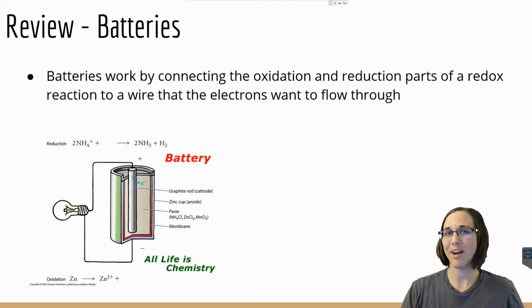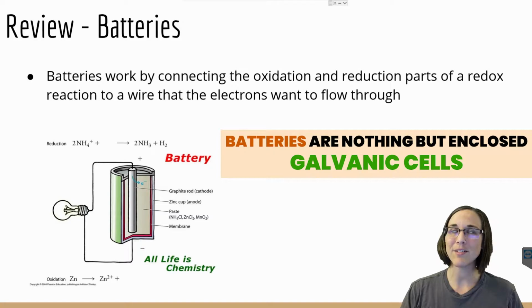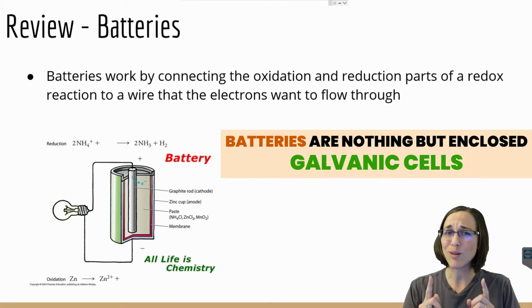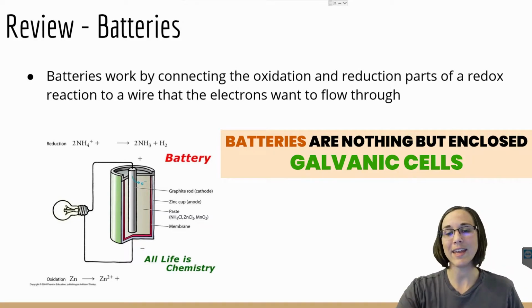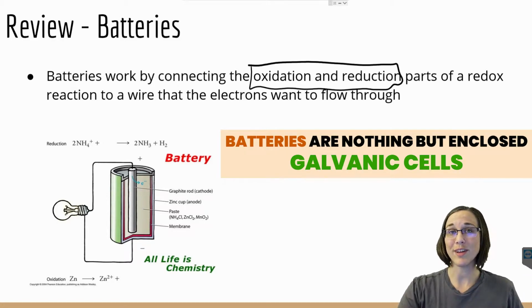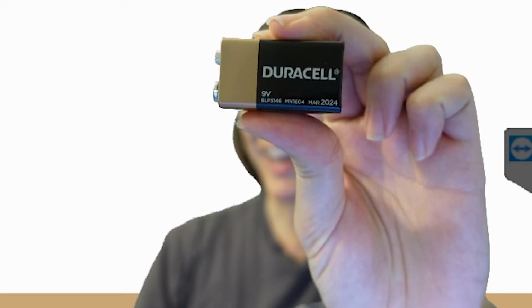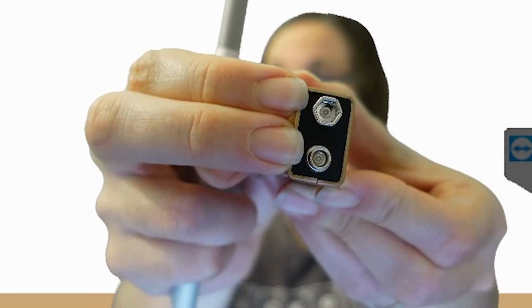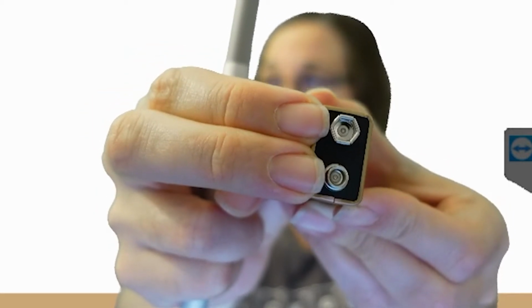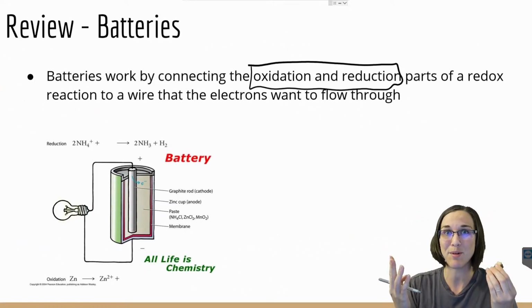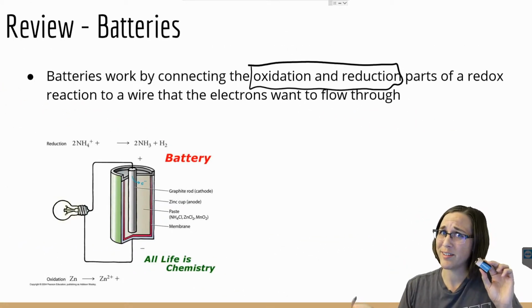Before we write out half reactions and then use those to draw a galvanic cell, remember that batteries are essentially an enclosed galvanic cell, where we have a connection between the oxidation and reduction parts of a redox reaction literally inside a battery. And when we connect both ends on the top, we are causing the connection between the oxidation and reduction half of the reactions and allowing the electrons to flow through it and light up our light bulb, or activate a child's toy, for example.